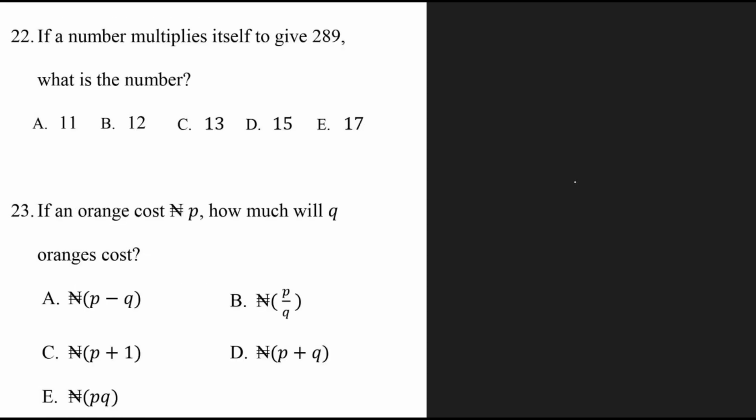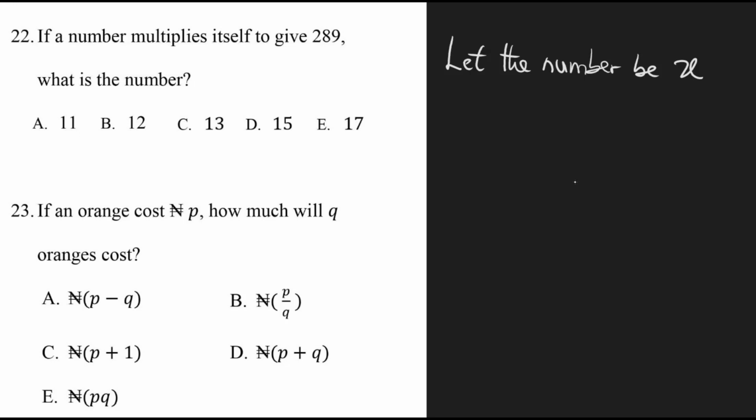Then number 22, it says if a number multiplies itself to give 289, what is the number? Remember, the number multiplies itself to give 289. But the question is, do we know the number? We don't know the number. So let the number be x.